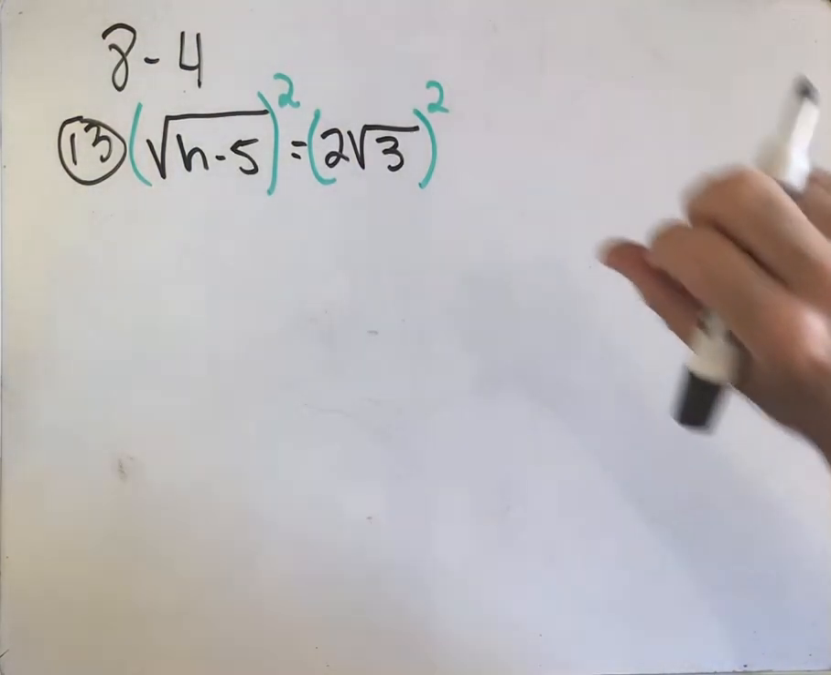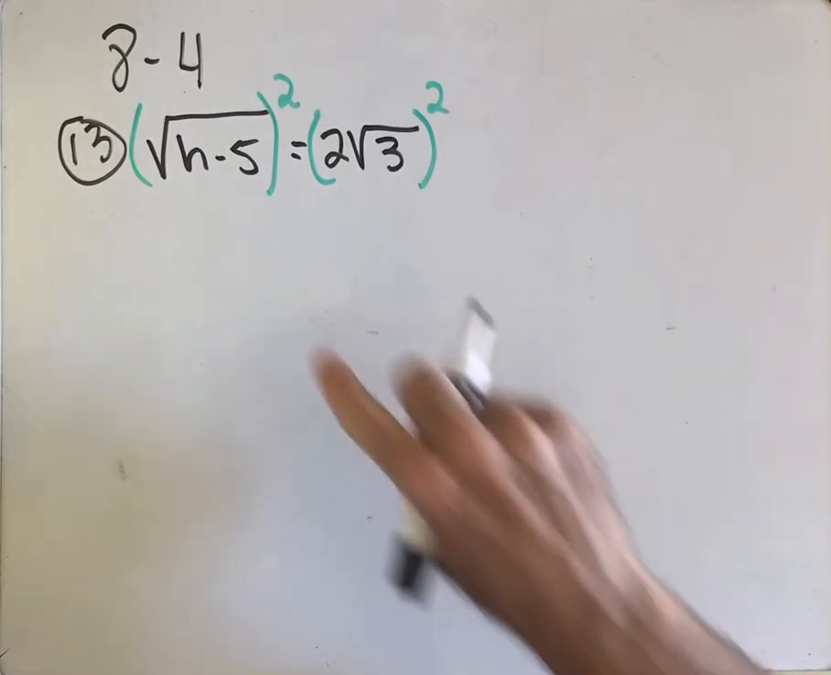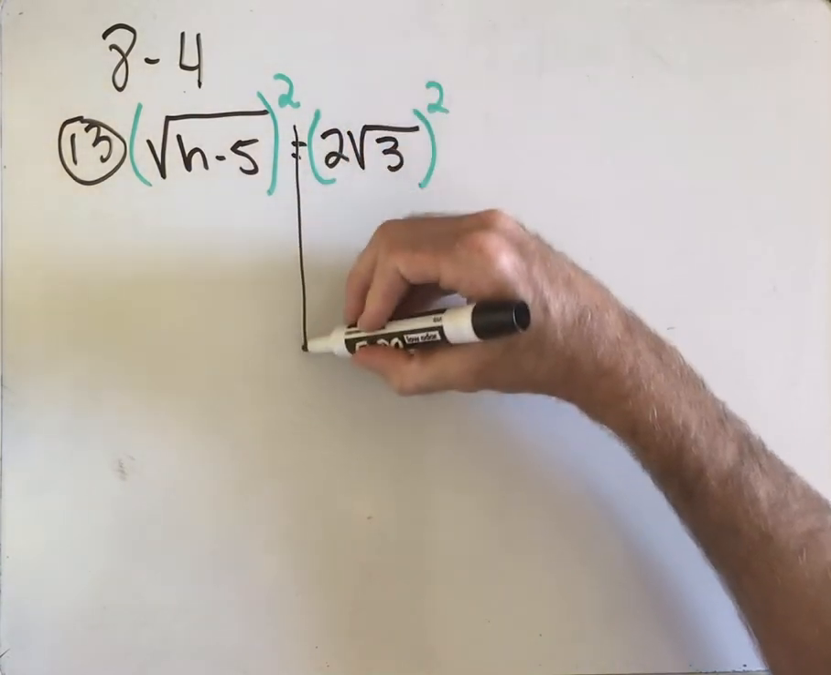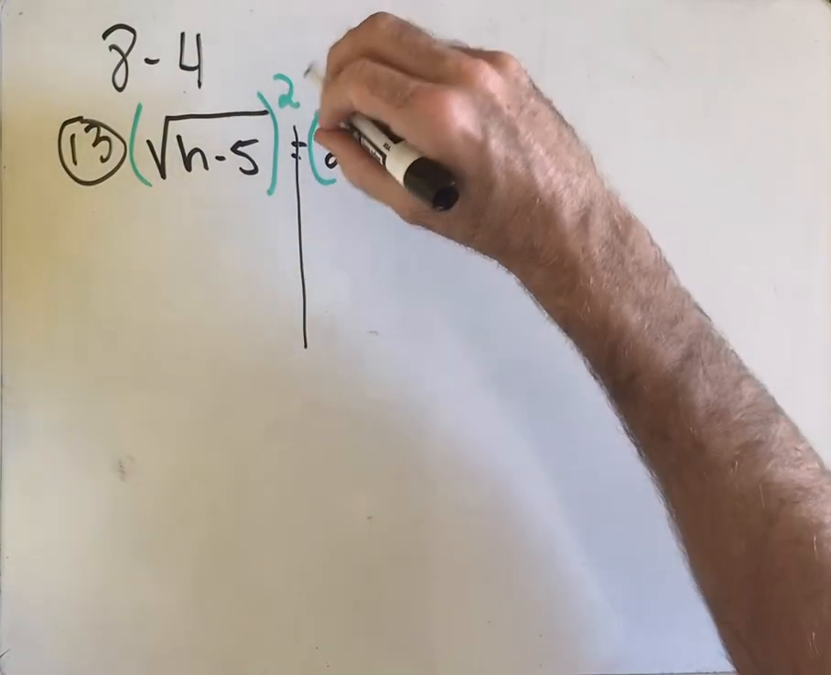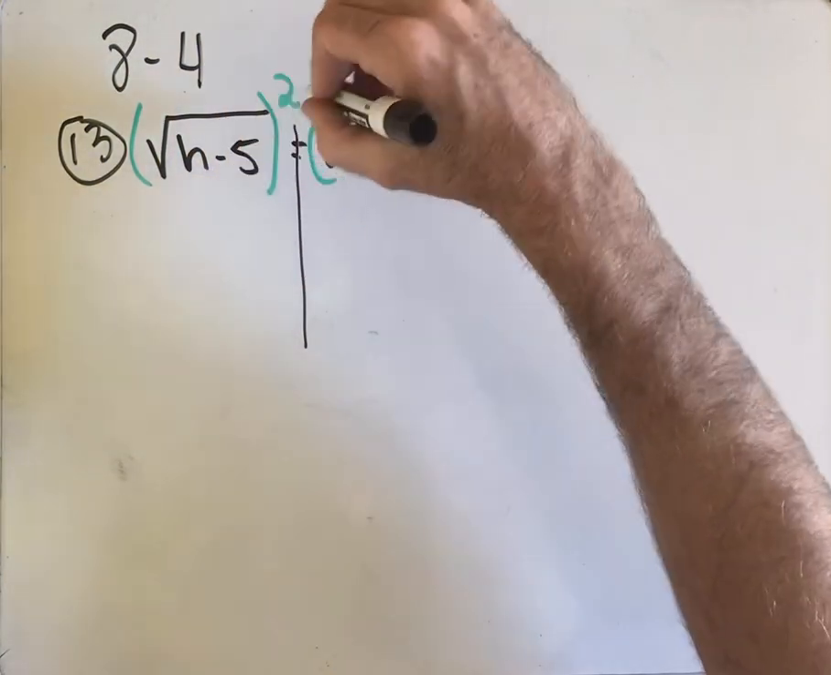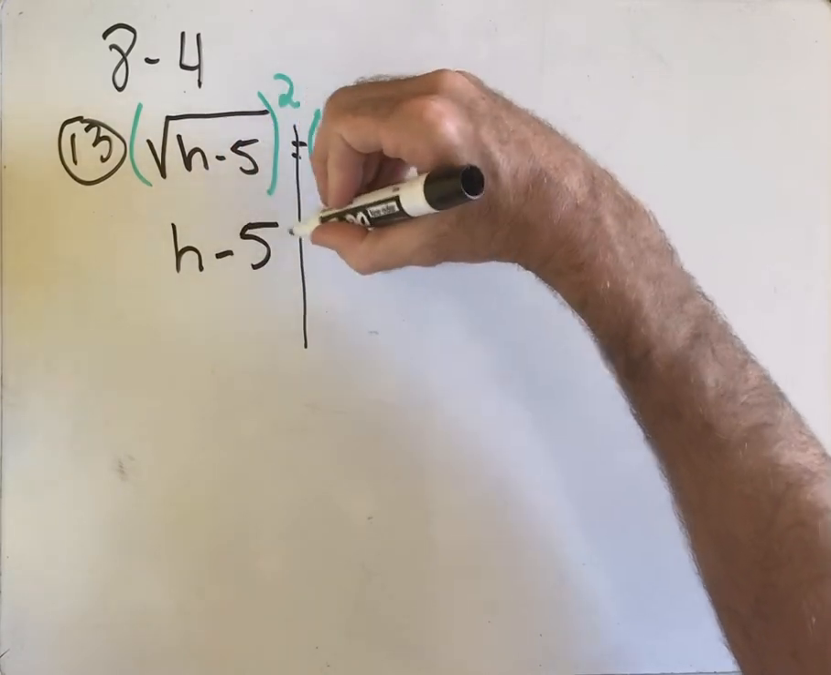All right, so here's the rub here though. This gets a little sticky. Here's something we got to remember. So on this side, pretty simple, and we'll draw a little line right here. Simply here, the squared undoes the square root symbol, which is fine. So we're just going to be left with the h minus 5 here.